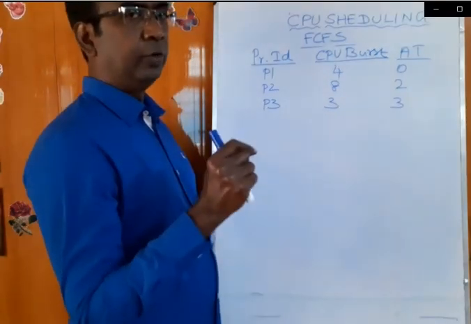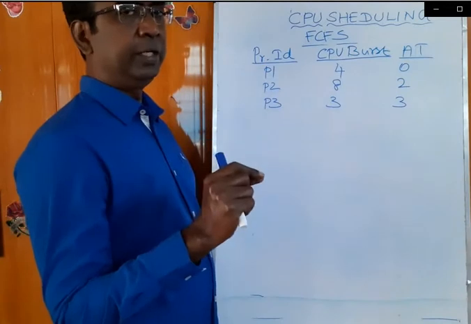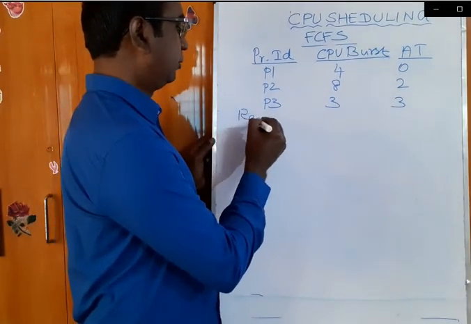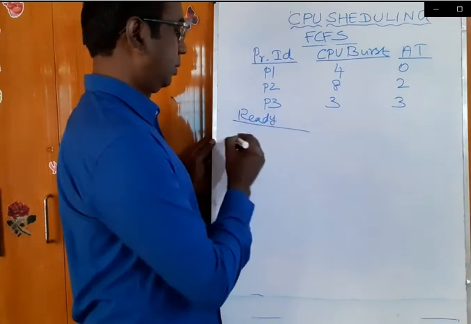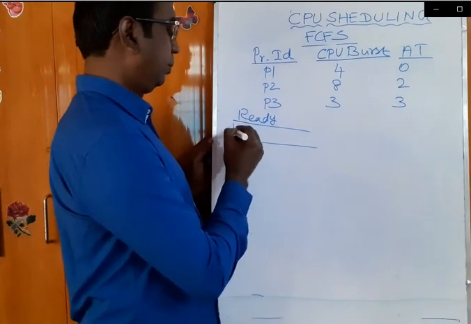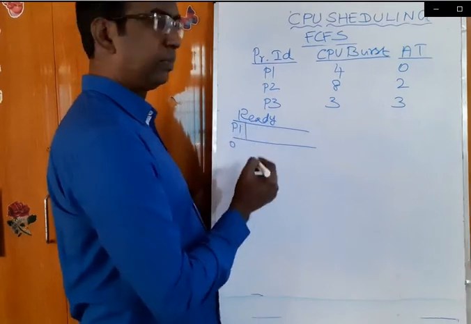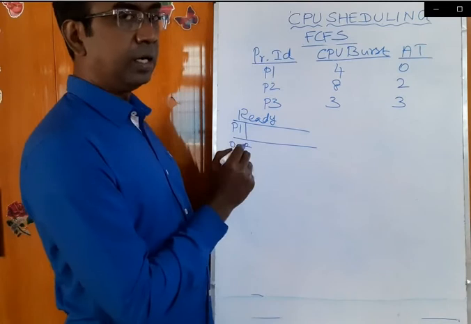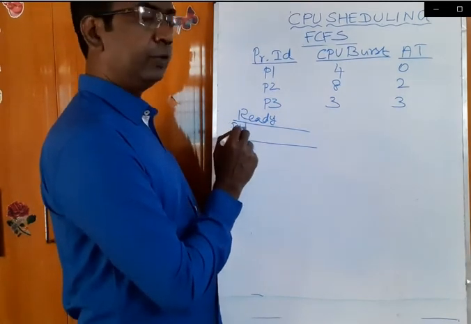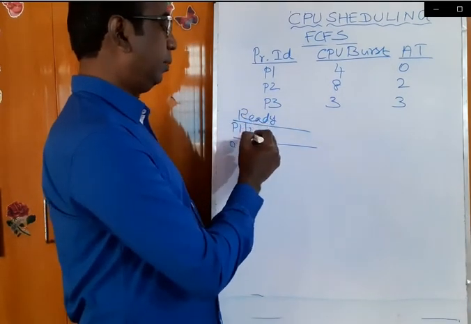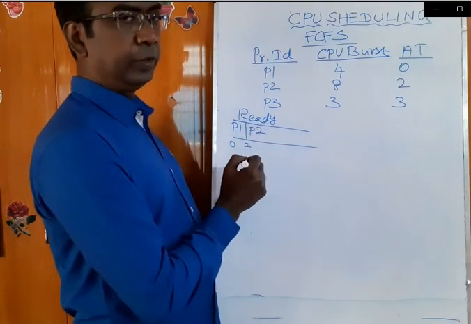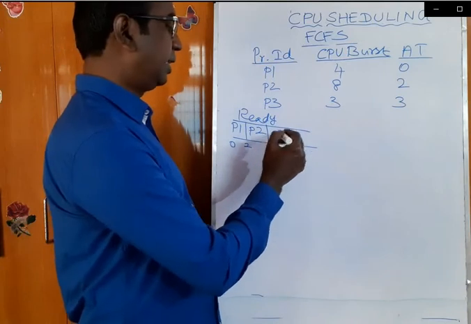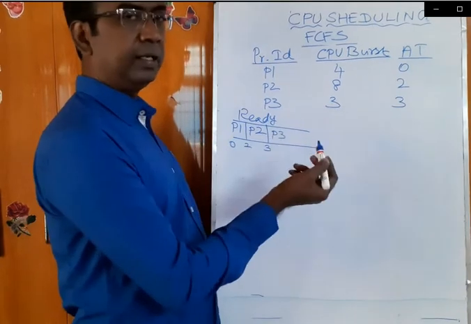At time 0, P1 enters the ready queue. Listen carefully. Now consider this as the ready queue. After 2 seconds only, P2 is entering into the ready queue. This is not the Gantt chart. After 1 second, that is at the third second, P3 is entering the ready queue.